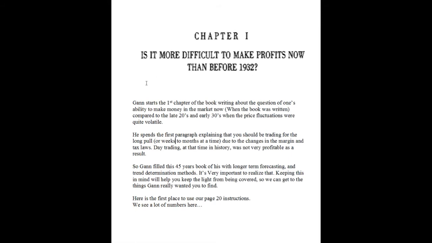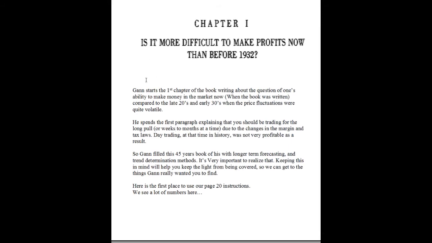Gann starts the first chapter of the book writing about the question of one's ability to make money in the markets now, when the book was written, compared to the late 20s and early 30s of the 20th century, when the price fluctuations were quite volatile. He spends the first paragraph explaining that you should be trading for the long pull, or weeks to months at a time, due to the changes in the margin and tax laws. Day trading at that time in history was not very profitable as a result.